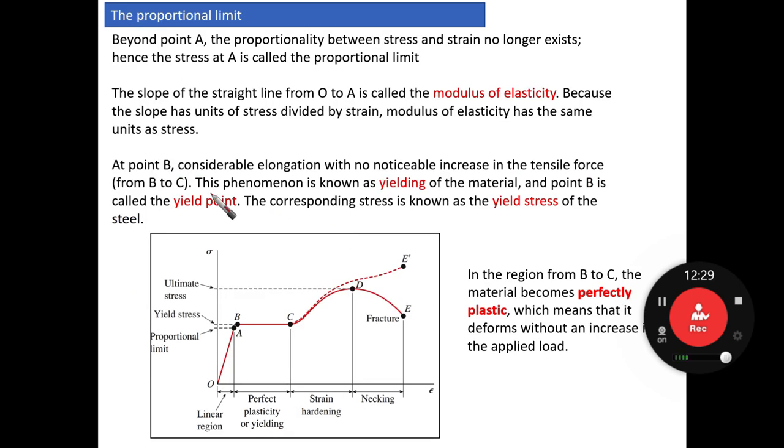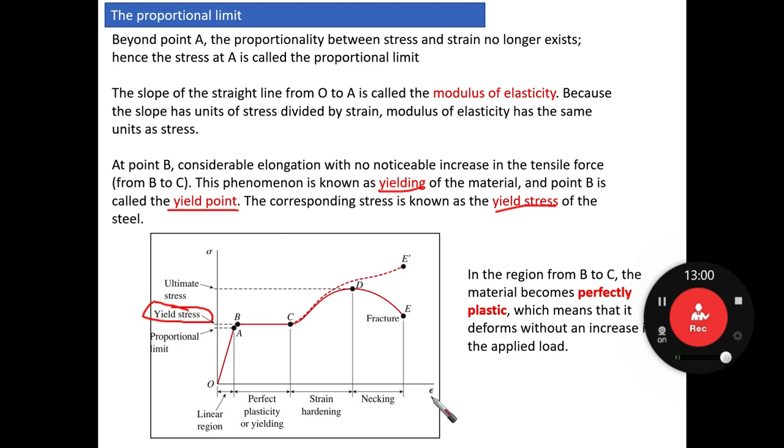Okay, so this phenomenon is known as yielding. As we said, this part here is yielding. At the start of it, at point B, is the yielding of the material, and point B is called the yield point. The corresponding stress is known as the yield stress of the steel, or talking about the steel specimen.